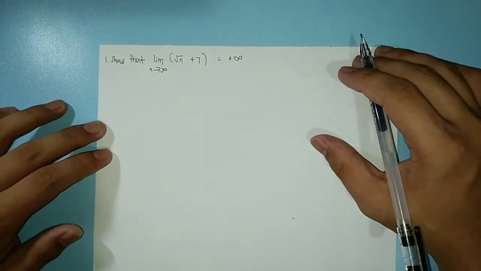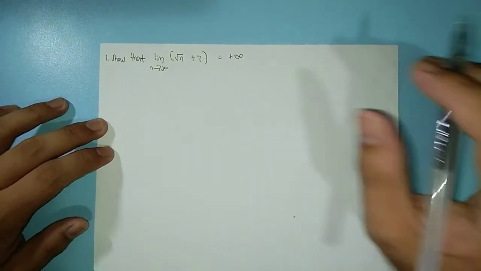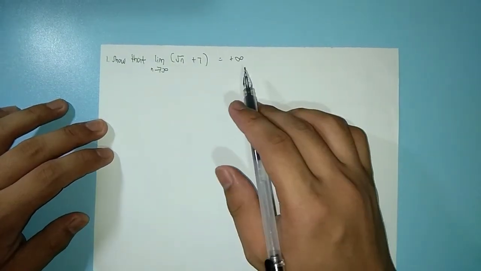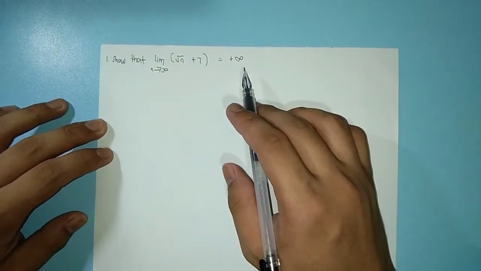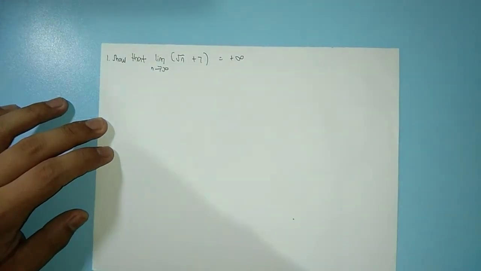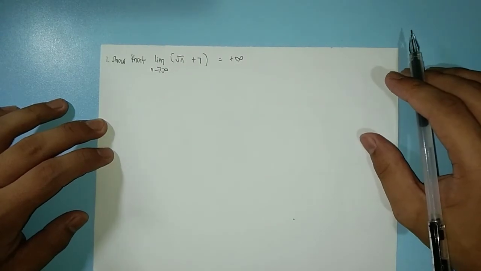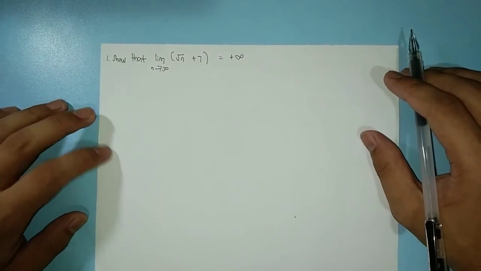Okay, so let's have number 1. Show that limit of the quantity square root of n plus 7 as n approaches infinity is equal to positive infinity. So dito, i-apply natin yung definition, yung unang define natin, yung sequences na nagda-diverge sa positive infinity. Okay, so let's have discussion first.